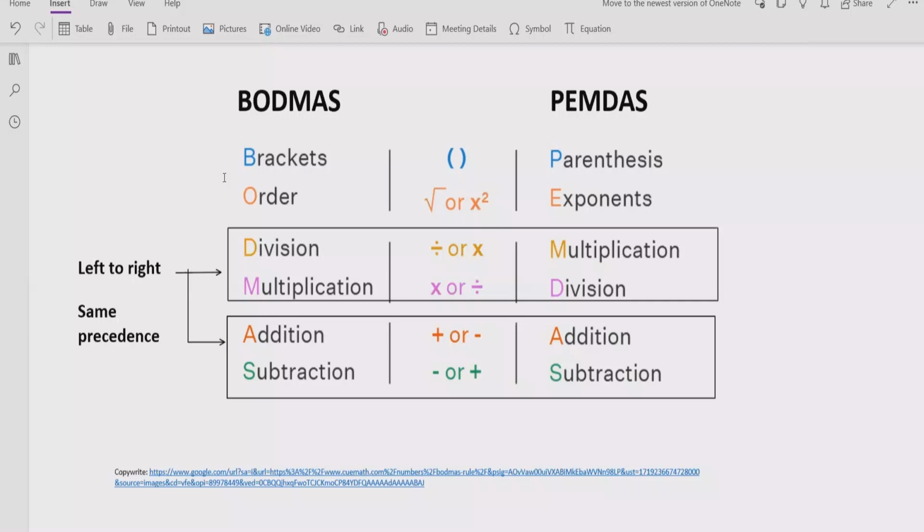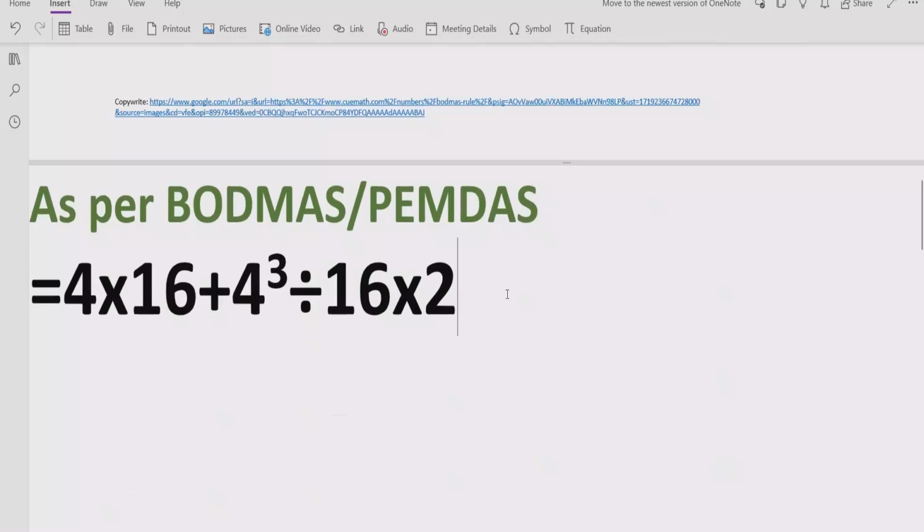So what will you do? You have to go left to right in your expression and find division and multiplication. Both have similar precedence, so you can solve whichever comes first. Similarly, for addition and subtraction, we have the same rule. We can solve addition first if it is coming first, and we can solve subtraction first if it is coming first. Now, move forward to solve the given expression.